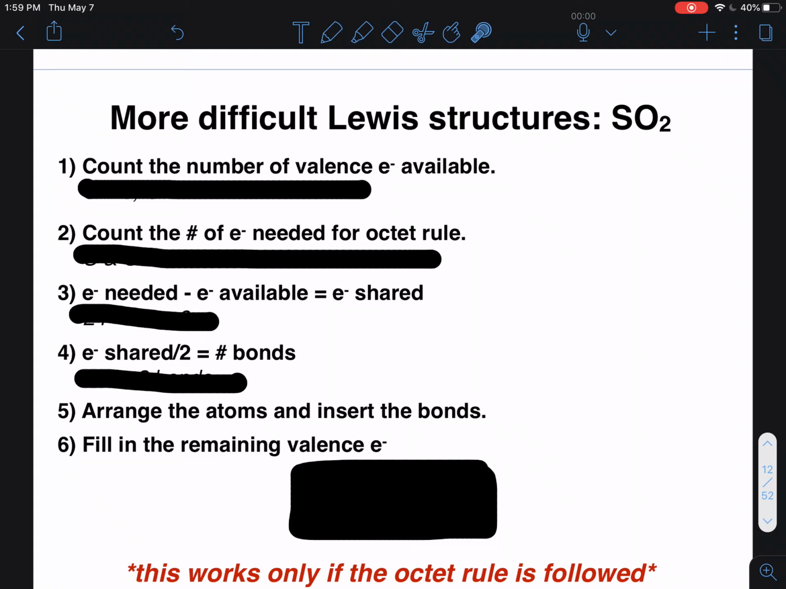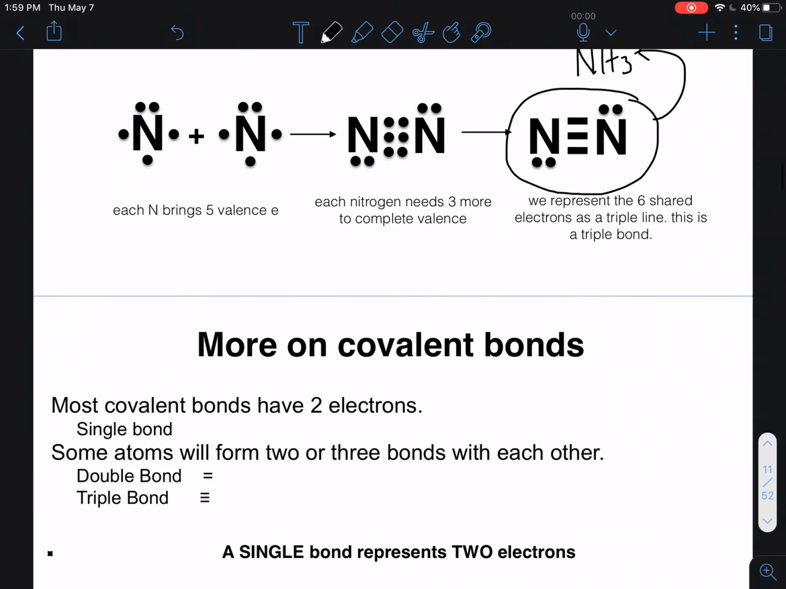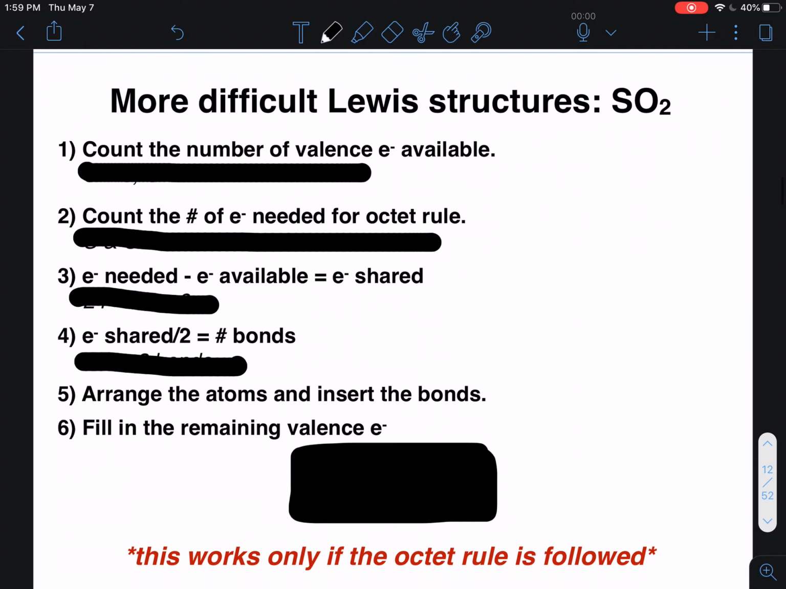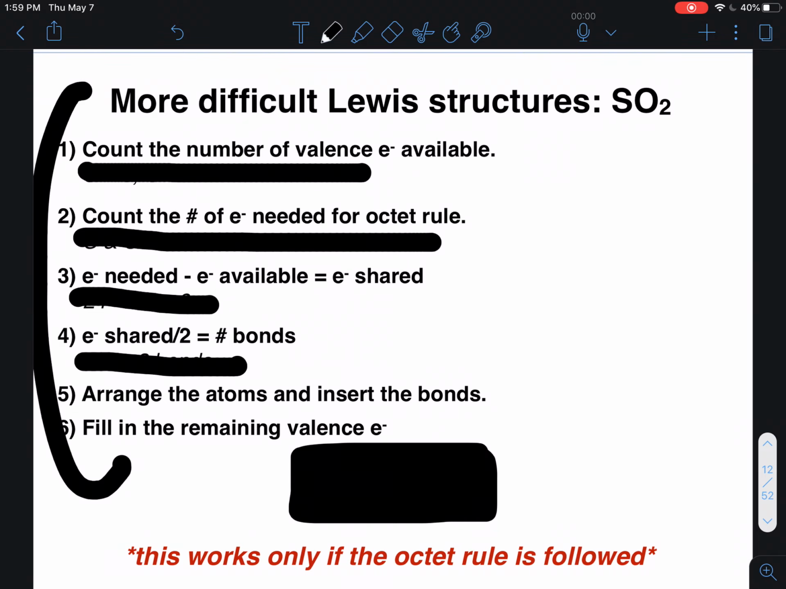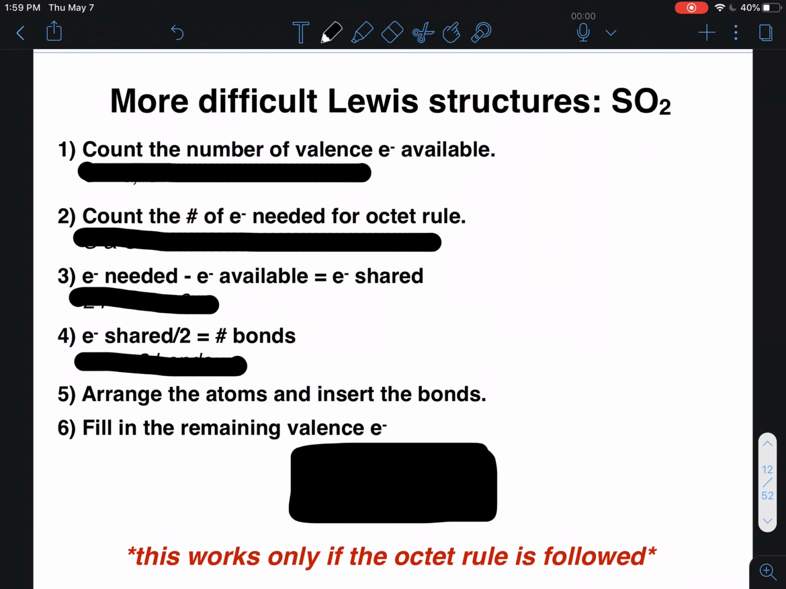So first, let's start off with SO2. All right. So we have SO2. What are you going to do? Are you going to do all this stuff that I was doing before, where you draw little dots and do this and do that? No, you're not going to do that. What you're going to do is follow this very straightforward method. Your book teaches it a little bit differently, but I really like this, so I encourage you to do it this way.